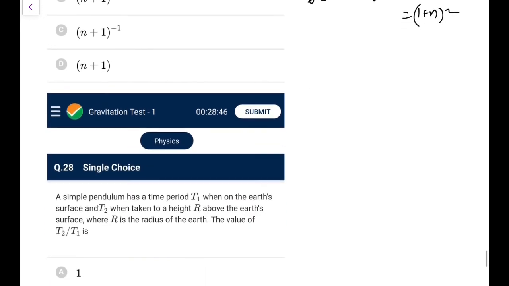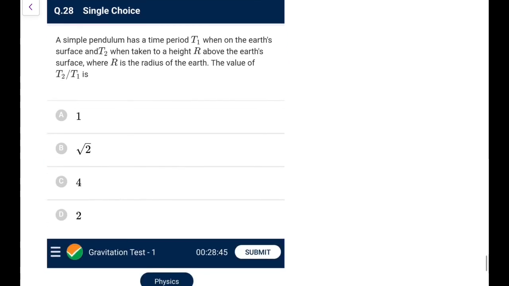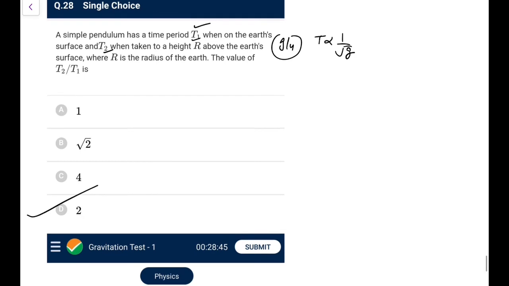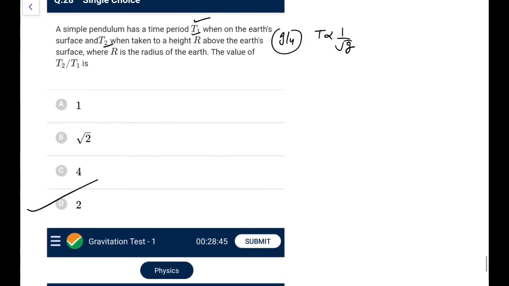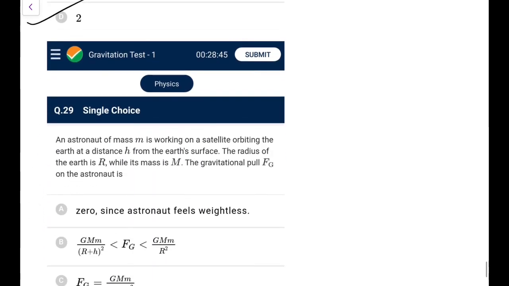Again, not a tough one for you. Next, a simple pendulum has time period T1 on the Earth's surface, T2 when taken to a height R. You know that g becomes g by 4, T proportional to 1 by root g. So T becomes half, so T2 is half of T1. So T2 by T1 you can make out as 1 by 2, I suppose. T is 2 pi root L by g. g has become g by 4. Sorry, so T becomes 2 times. I'm lucky that 1 by 2 is not given. It should be 2 because T is 1 by root g. So you can make it out. Next.